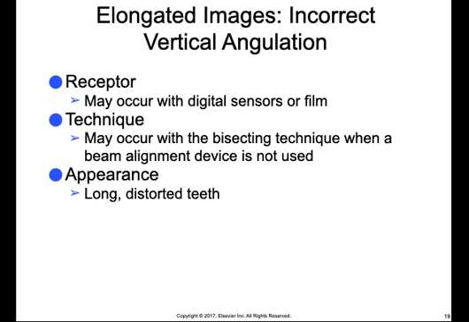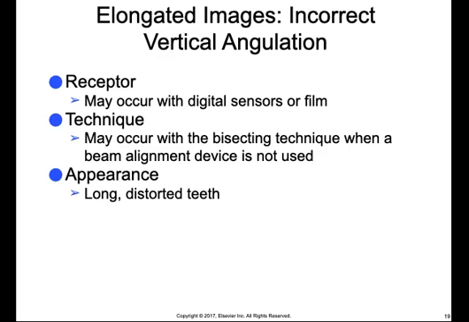Elongated images also result from incorrect vertical angulation. This can happen with digital sensors or film, and it can occur with the bisecting technique only and when a beam alignment device is not used. The appearance will look like you have long, distorted teeth that are longer than the teeth actually are. This is one of the most common errors. This means that you had too little vertical angulation.